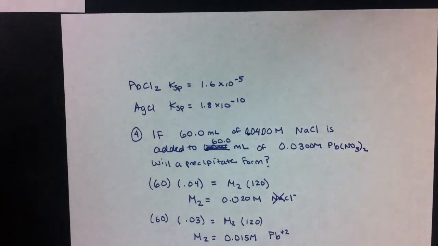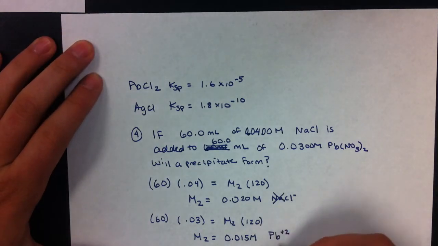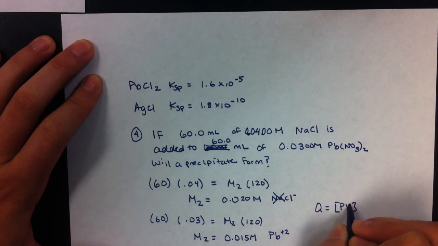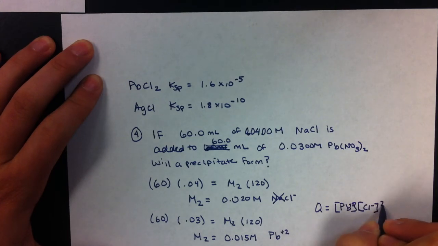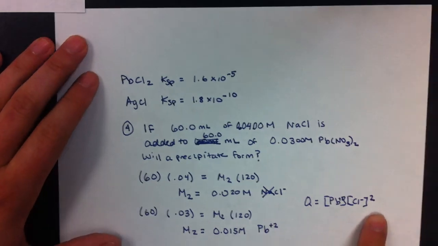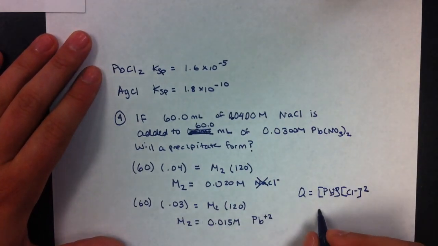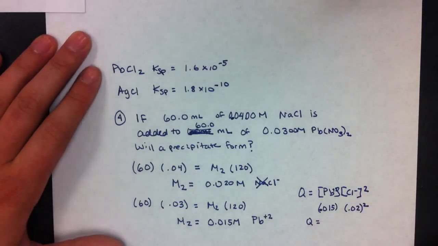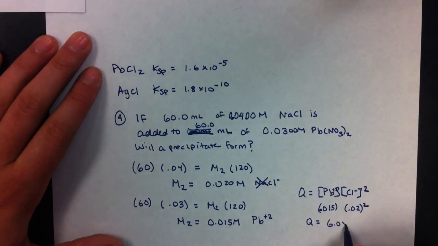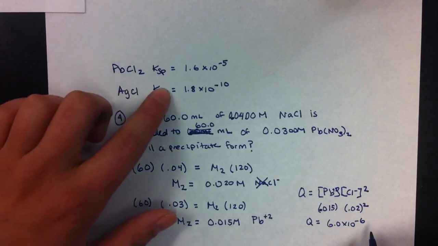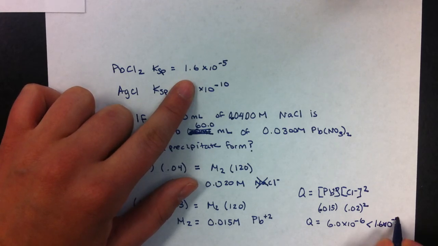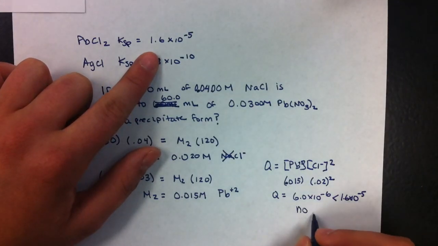So it says, will a precipitate form? Well, we have to check to see how much product of ion is in there. So we do the Q equals the Pb's concentration times the Cl's concentration squared, because that's what the expression is. It has to be squared. And we have the Pb, which is 0.015, and we have the Cl, which is 0.02, and it's squared. So the Q here is equal to 6.0 times 10 to the negative 6, and that is less than the K. Sorry. So no precipitate forms.